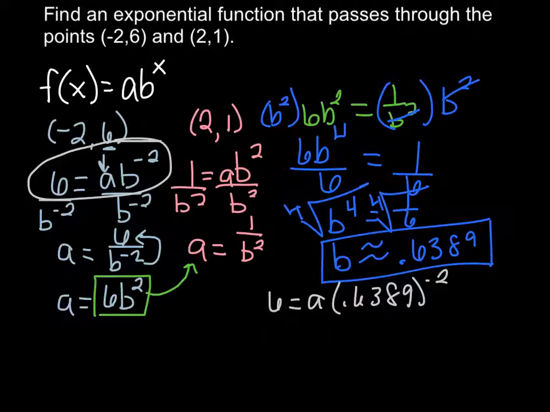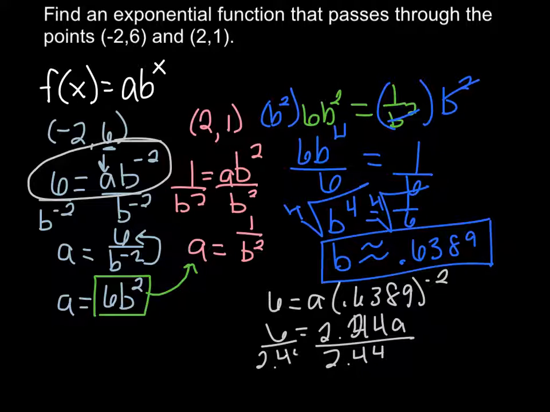Well, now I can use the calculator. On my calculator, I'm going to take 0.6389 and raise that to the -2. So that's approximately 2.44, so 6 equals 2.44a. Divide by 2.44. And a is approximately, so let's take 6 divided by that answer, 2.4492. Okay, so now I have an a value and a b value, and that's my goal.